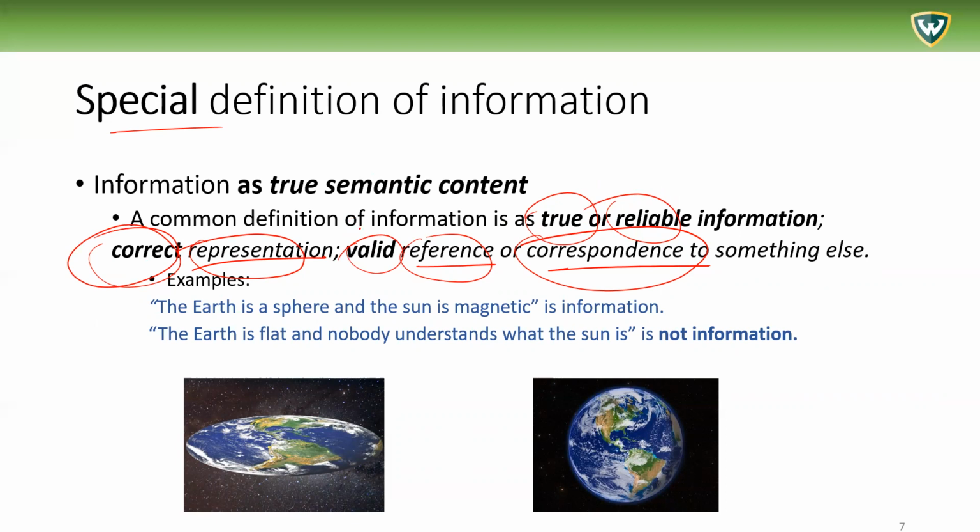In this last definition of information, "the earth is a sphere and the sun is magnetic," a piece of text or speech, is information. Somebody says this or writes this, it is information. Now, if somebody says or writes, "the earth is flat and nobody understands what the sun is," this is not information based on this special definition of information as true semantic content. These are letters, so we can think of these as signs and symbols, but it's not information because it's not true or reliable information.